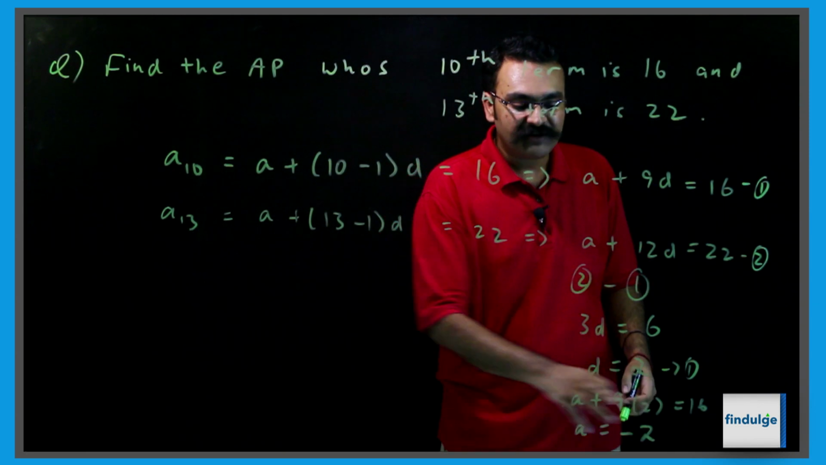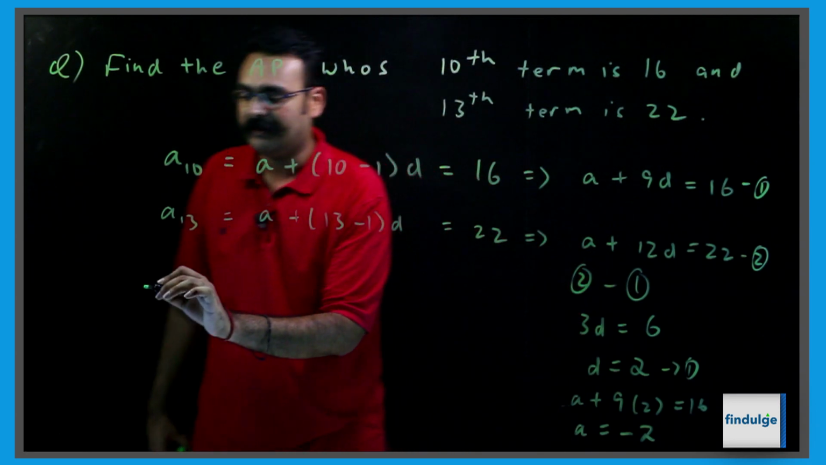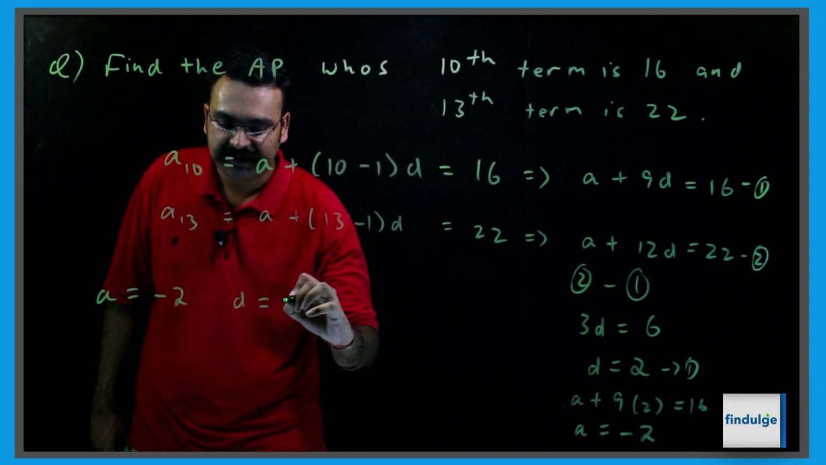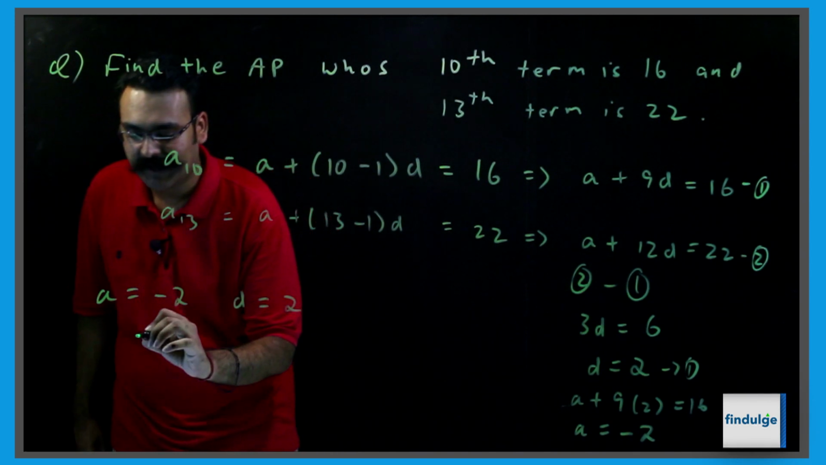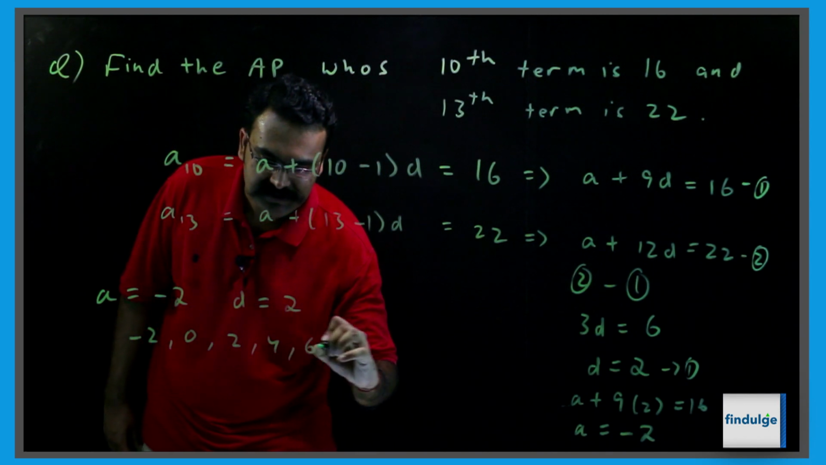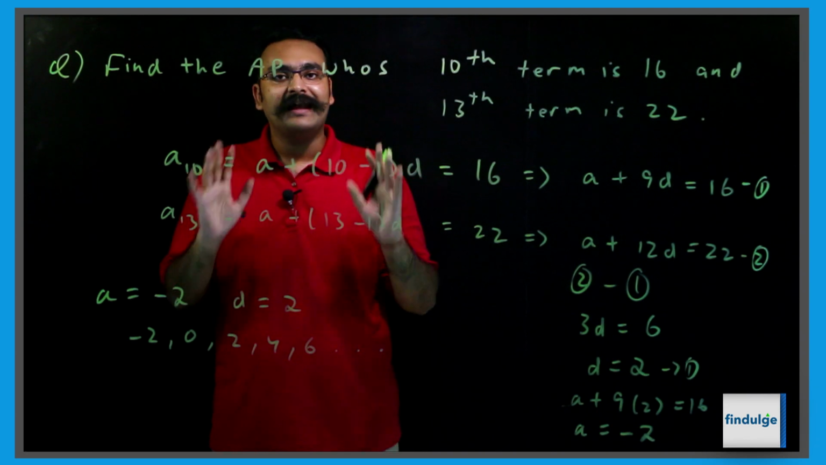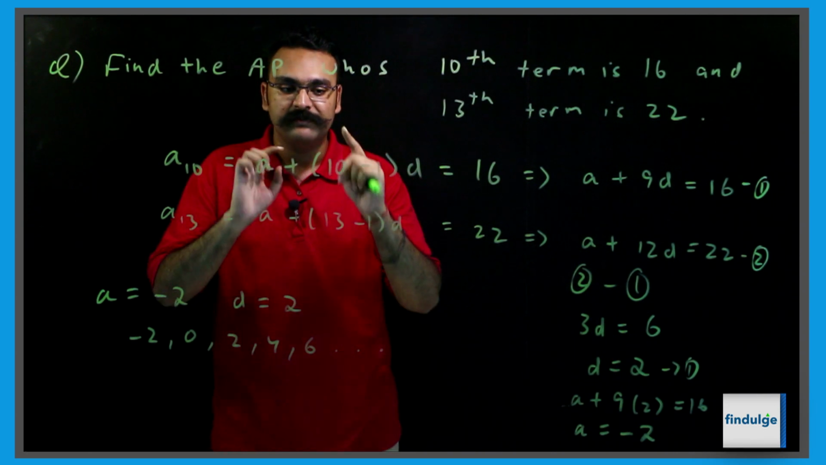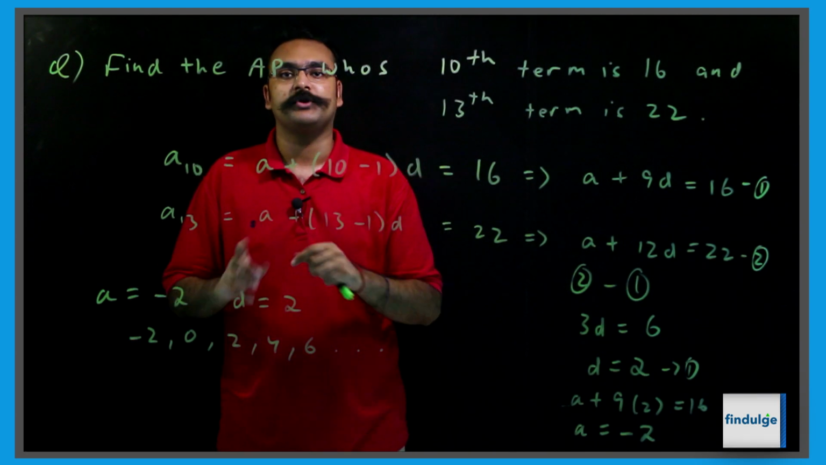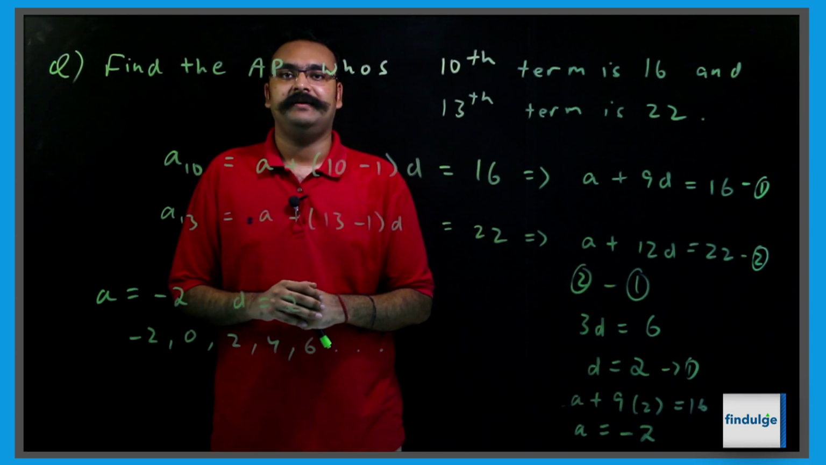So we have our first term, we have our common difference, we can form our AP. A is equal to negative 2, D is equal to 2. This means my AP is minus 2, 0, 2, 4, 6, dot, dot, dot. So like this, when nth term questions come, you simply need to focus on the formula, plug in your variables and then solve. Now let's look at the sum of an AP.